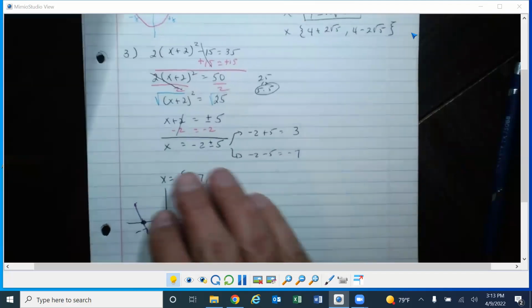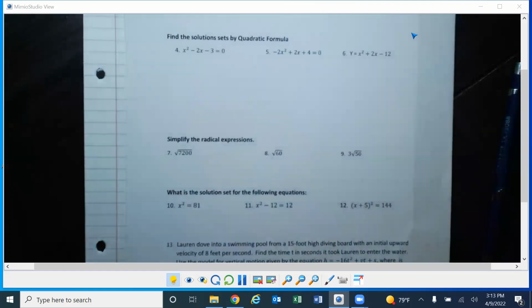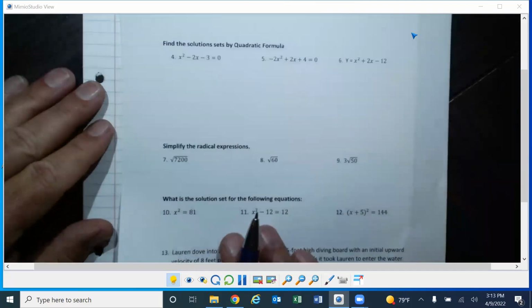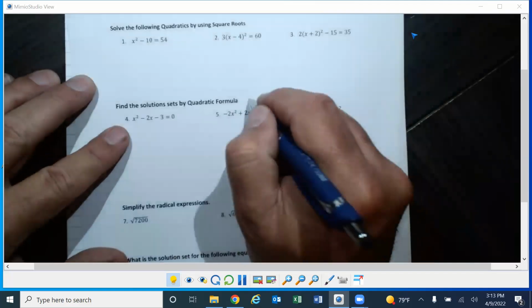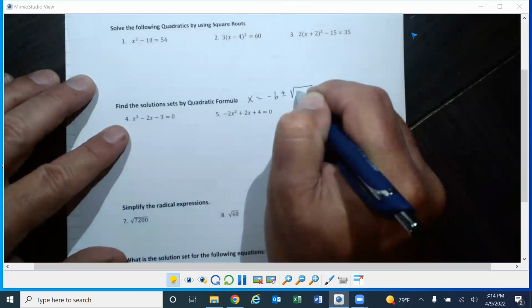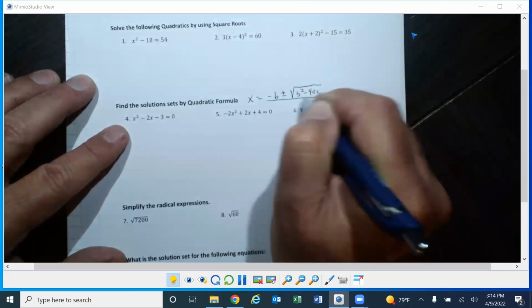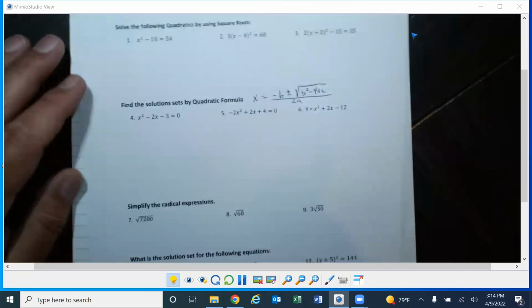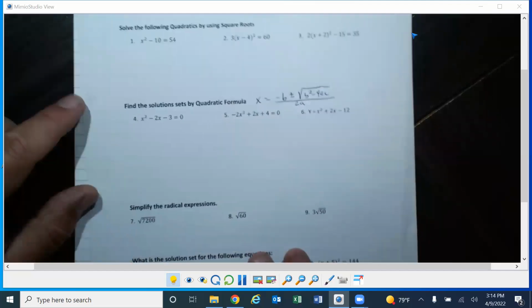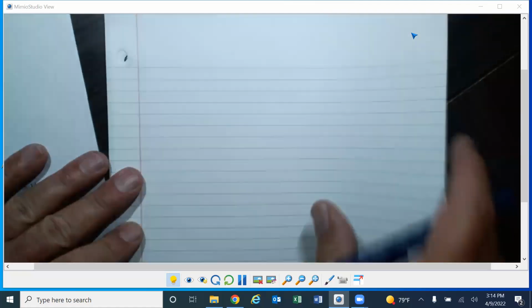All right, the next one is solve by setting up the quadratic formula. So the quadratic formula is this formula right here. It's x equals negative b plus or minus the square root of b squared minus 4ac, and we're going to divide that whole thing by 2a. All right, so I'm going to do number 4. I'm going to write it down, and then we're going to do it in class.